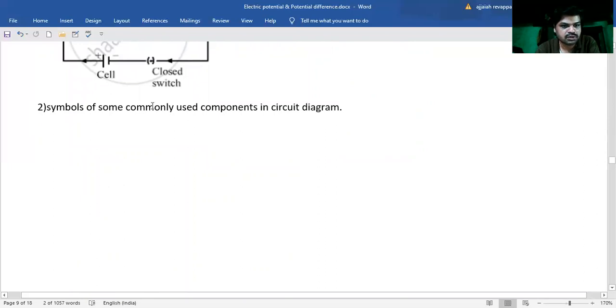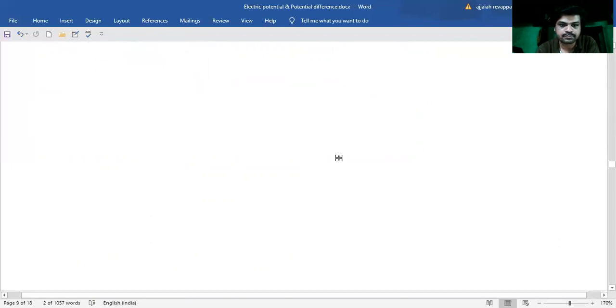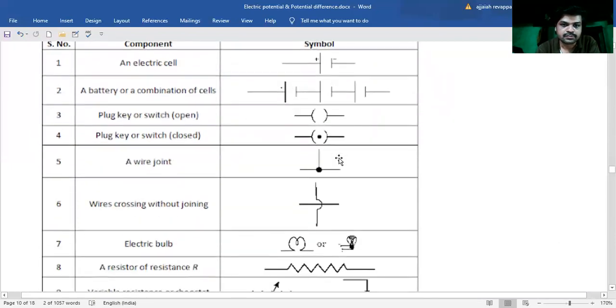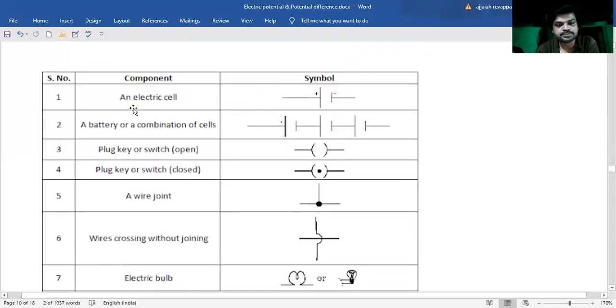concept is symbols of some commonly used components in circuit diagrams. See, already we have come across many of these components and their symbols. So for an electric cell, this is the symbol we use. A battery, or a combination of cells, a combination of three cells has been shown here. Plug key or switch, which is open. This is an open switch. This is a closed switch.